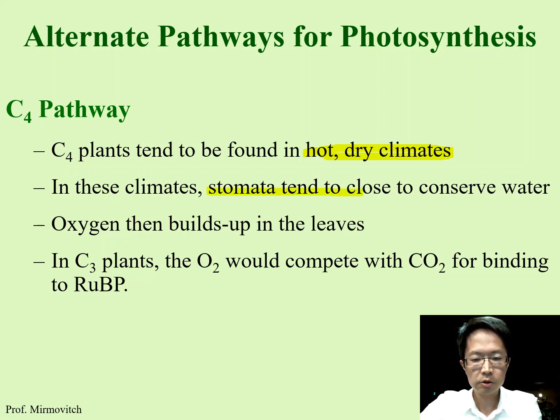And stomata tend to close to conserve water, but in this case, when you close the stomata, the oxygen produced by the photosynthesis will accumulate inside the leaves. And it will also decrease the oxygen from going inside the leaf. So the last point here tells you about photorespiration. Oxygen competes with CO2 for binding RuBP, which causes photorespiration. Again, photorespiration was the result.